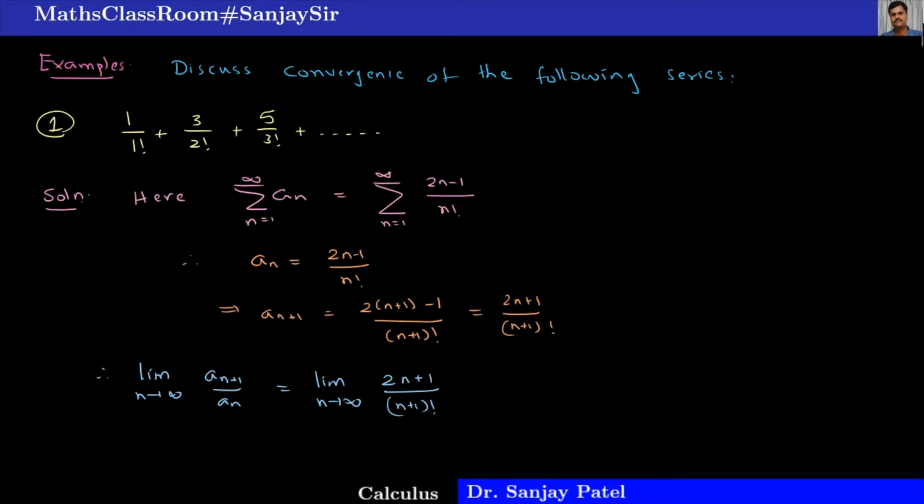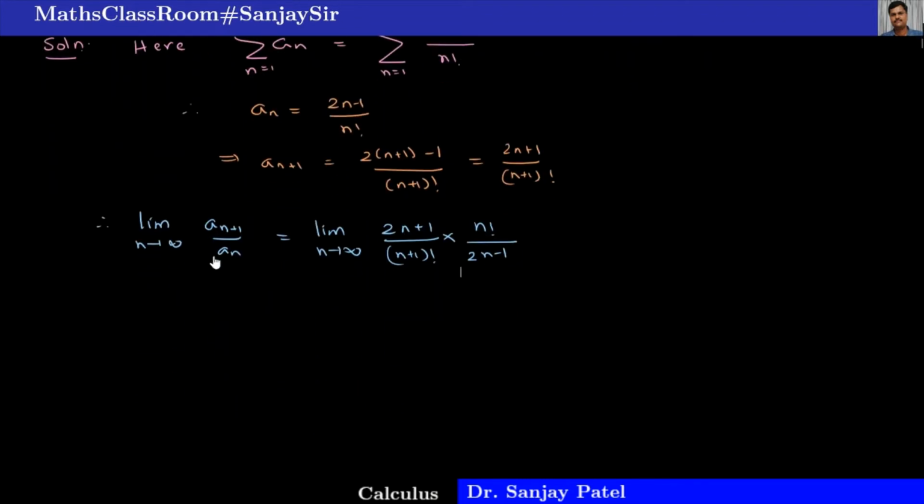This into 1 upon a_n. We want a_(n+1) upon a_n, so a_(n+1) I have written here, and 1 upon a_n means we have to take the reciprocal of this a_n. So that is n factorial upon (2n minus 1). Now we have to find the limit of this ratio.